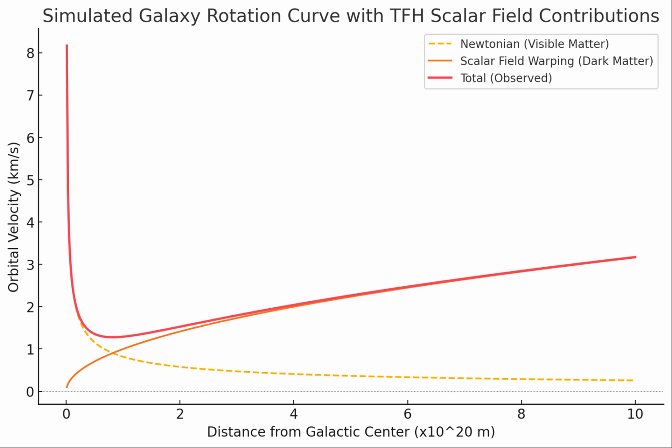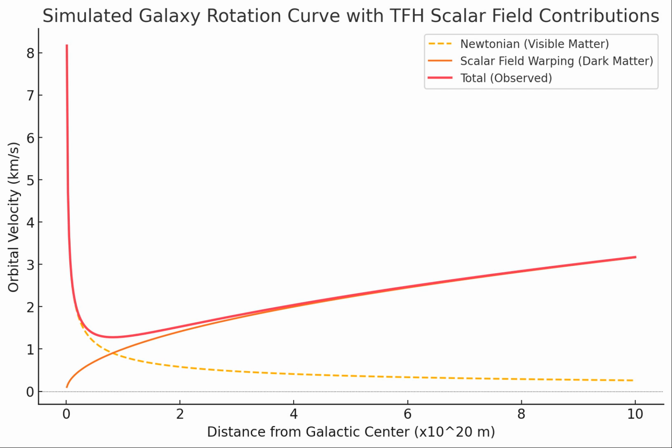Implications for physics. 1. Simplified framework. Instead of postulating separate entities for dark matter and dark energy, TFH provides a unified explanation rooted in energy propagation and warping in a 4D scalar field.